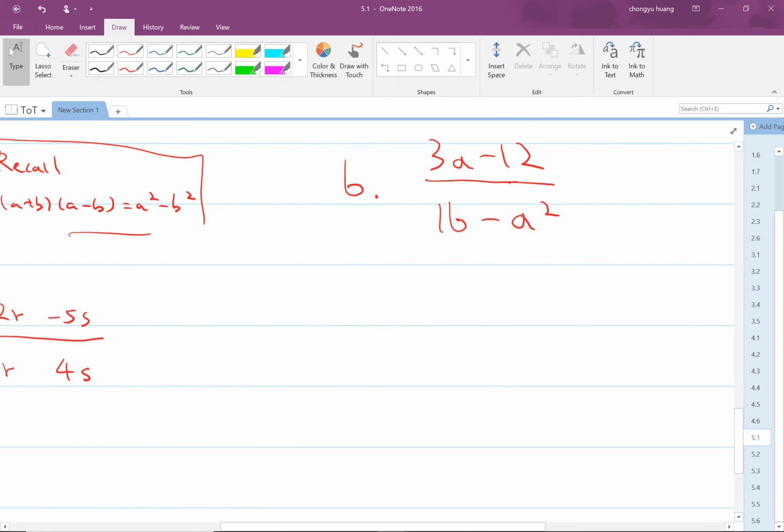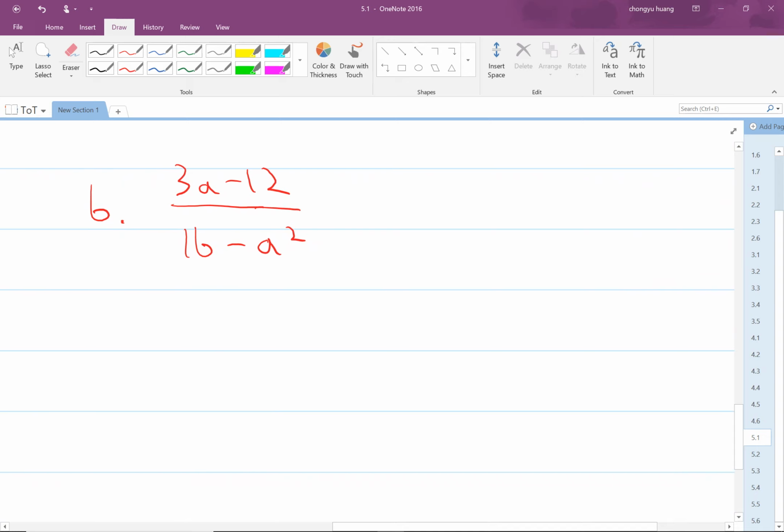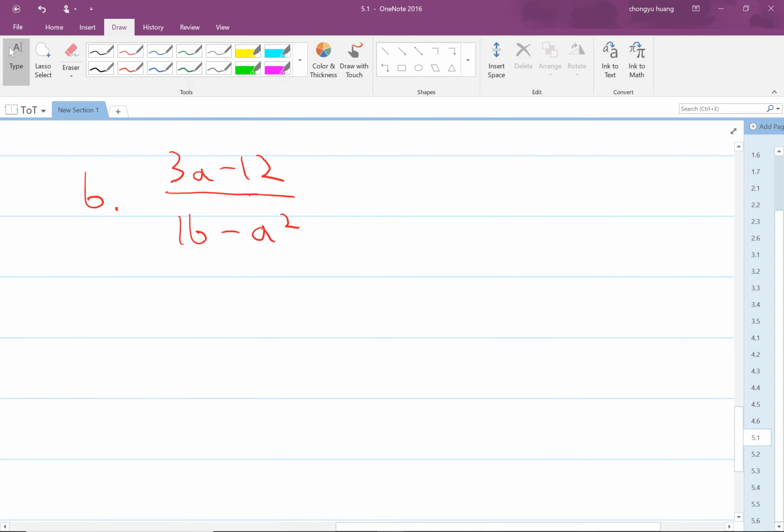Let's move into question 6. First thing first, in order to simplify this, we have to do the factoring. We have a 3a minus 12 at the numerator, and obviously 3 will be the greatest common factor. So you take out 3, and then you write down a minus 4, so we finish the factoring for the numerator.